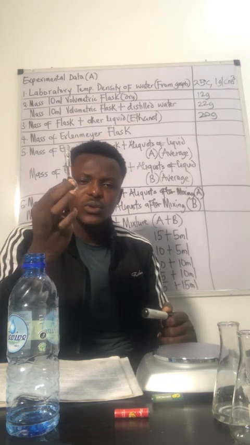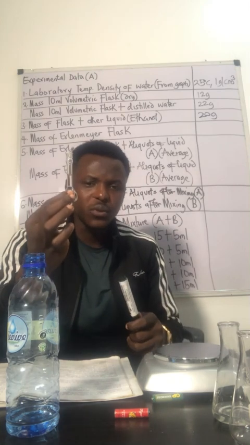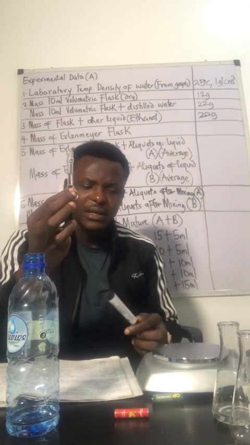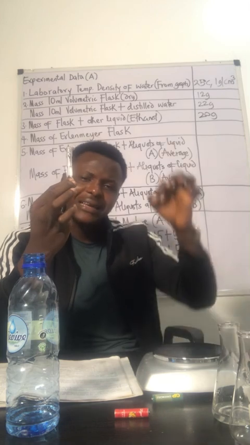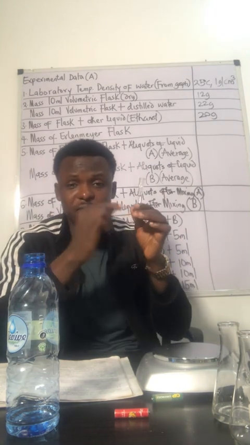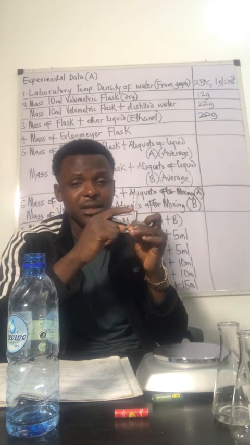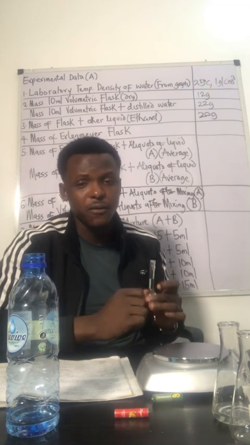This flask, when it was empty, was 12. This flask, when it was filled with ethanol, was 20. That means the ethanol we added increased the mass to 20. So for us to now get the mass of the ethanol itself, we're going to subtract the mass of this when it is empty from the total mass when it has the ethanol.